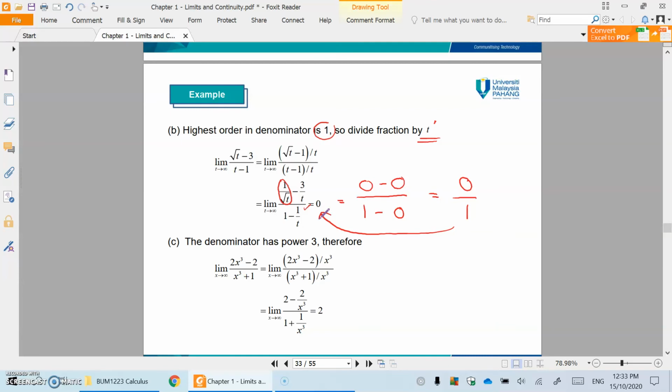C, we have the limit of 2x cubed minus 2 divided by x cubed plus 1. The highest power in the denominator is 3, so we must divide by x to the power of 3. As we divide by x to the power of 3, we get this equation. Evaluate the value. So 2 minus 2 over infinity, which is 0, and then divided by 1 plus 0. Then we will have 2 over 1, equal to 2.